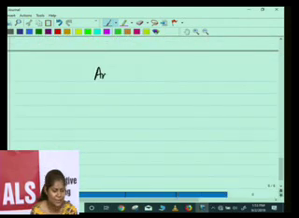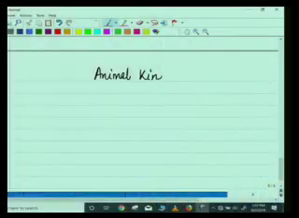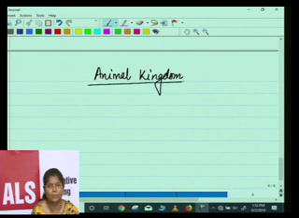So animals, they are also present in varieties, isn't it? We have lots of animals placed under the animal kingdom. When we talk about animals, we have lots of animals, isn't it? We have many animals. So there is a need to classify.